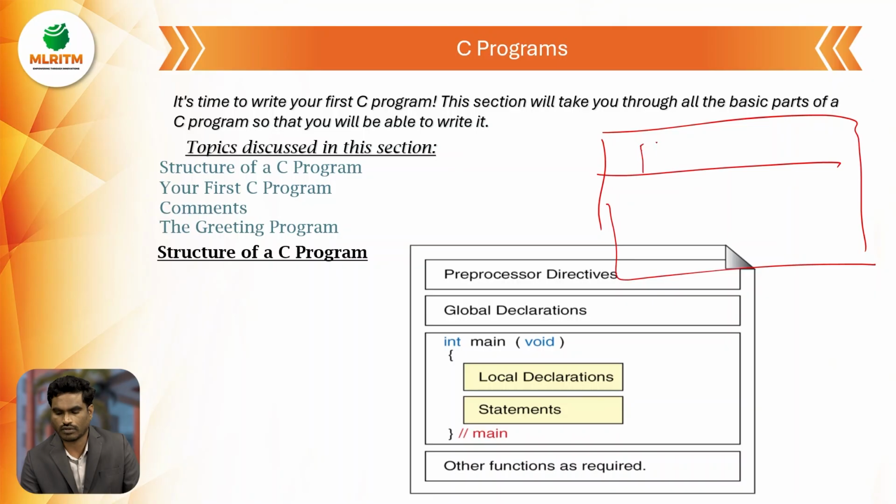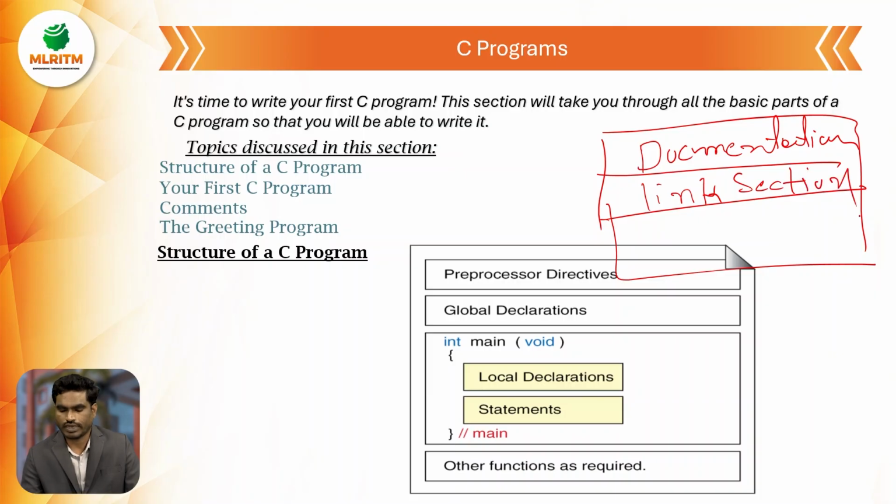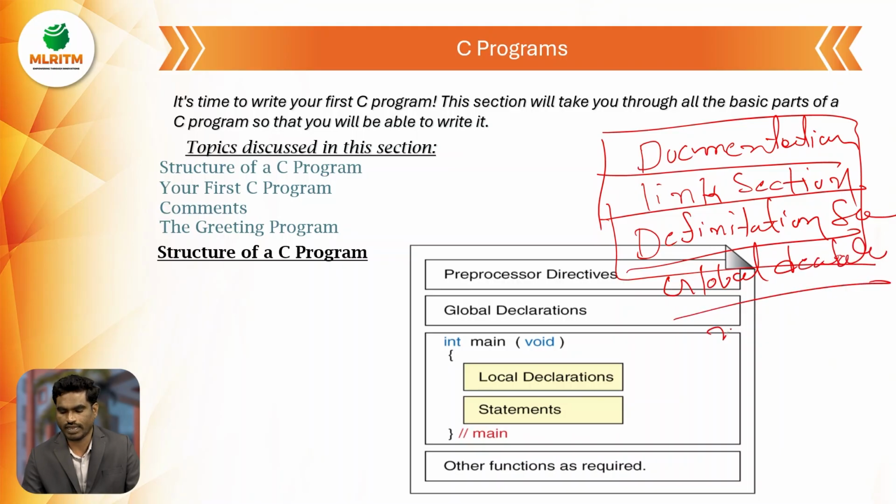First, we have the documentation section. Next, the link section. Next one is the definition section. Next one is the global declaration section. Next one is the main. In main we have two parts: the local declaration and the executable part.